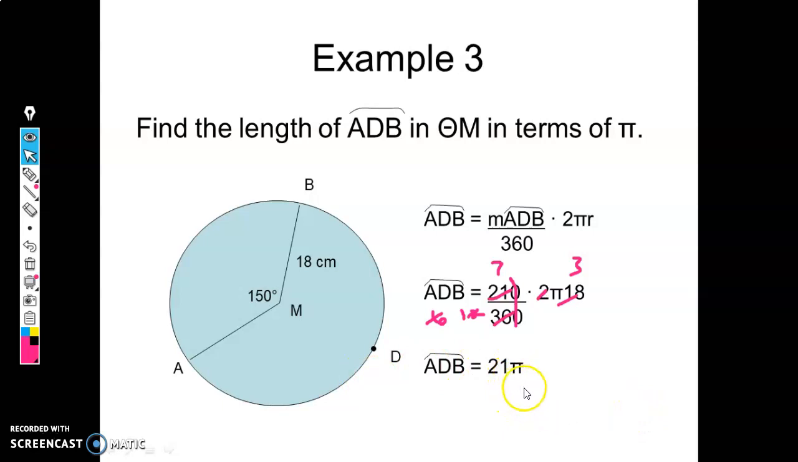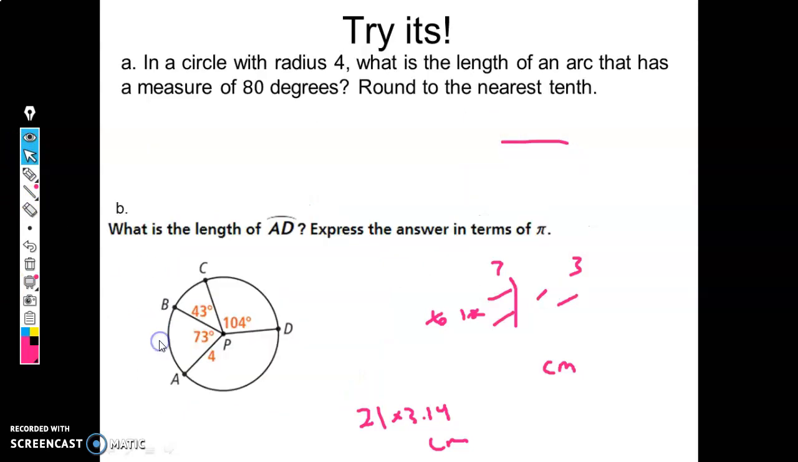Now, if you want to, you can put the pi key in the calculator and figure out how many units it is in centimeters. This would be 21 pi centimeters, which is 21 times 3.14 centimeters, and that would give you the decimal approximation for it. But we're going to be precise and just leave the pi in, because if it says in terms of pi, that means you leave the pi in the answer.